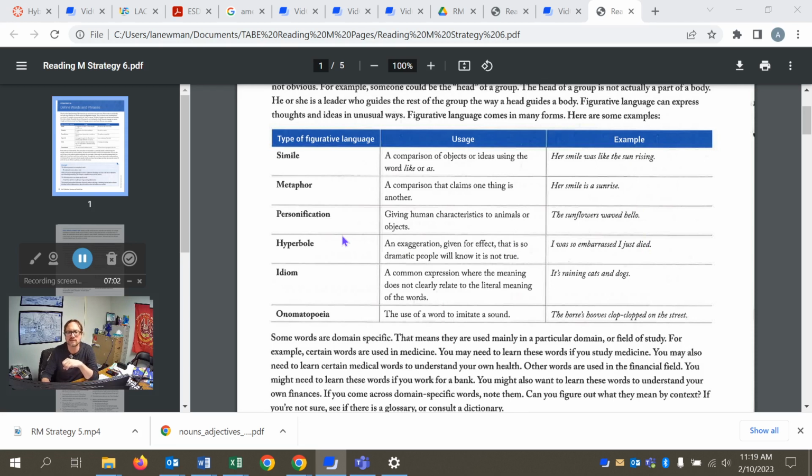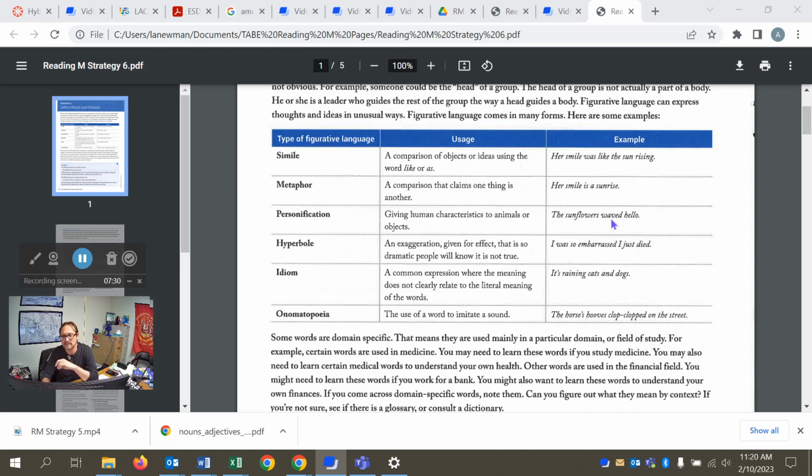Okay, moving on to personification. Another common one, certainly in children's stories, you see personification all over the place, but we still use it in our language, even if we're not writing stories aimed at children. Personification is when we give human characteristics to something that is not human, either an object or an animal. Like in this example, the sunflowers waved hello.